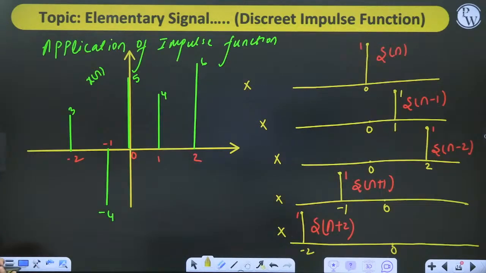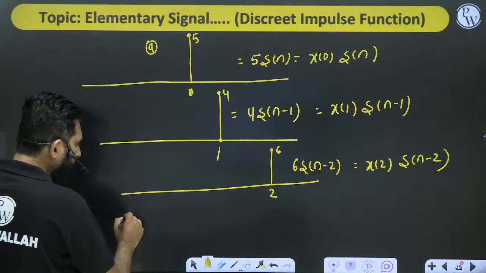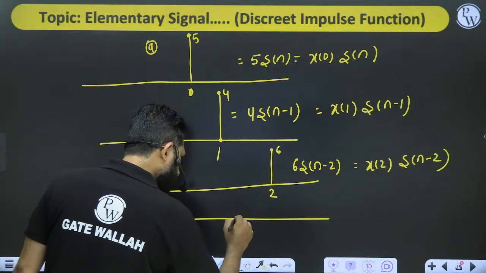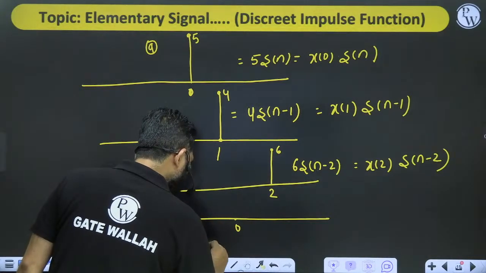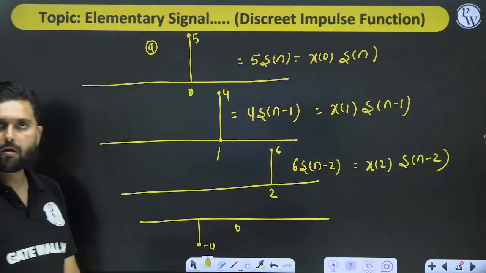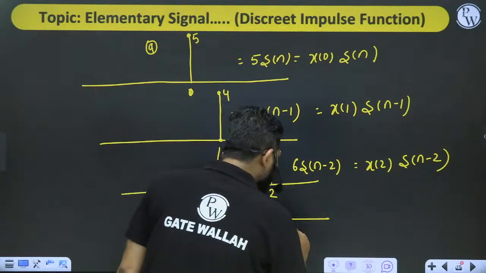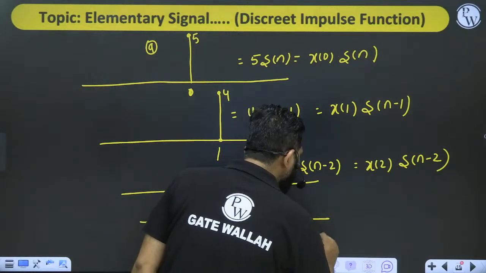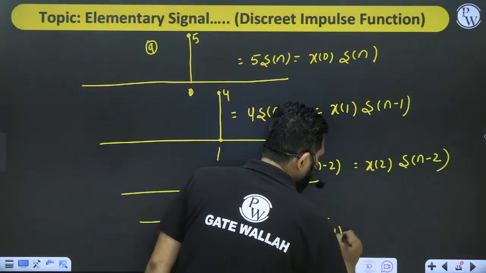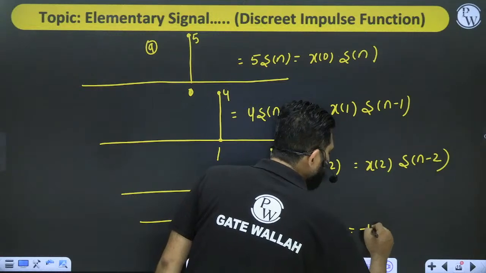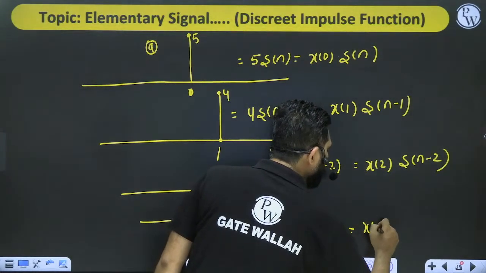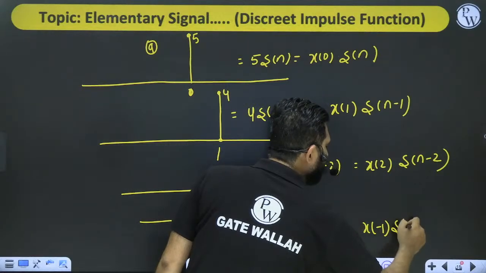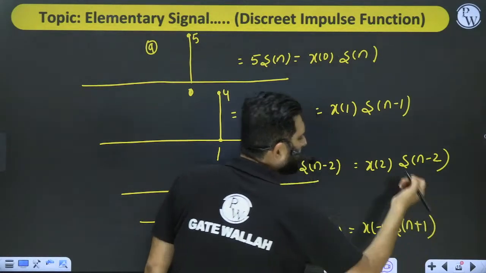Similarly, what about this one, minus 1? So at minus 1, we have a value minus 4. And what will you write? You will write minus 4 delta n plus 1, or rather, it is x of minus 1 delta n plus 1, and so on.